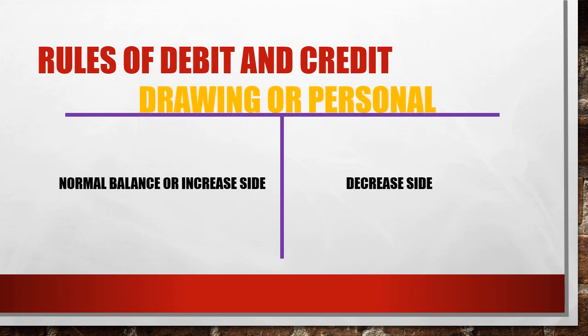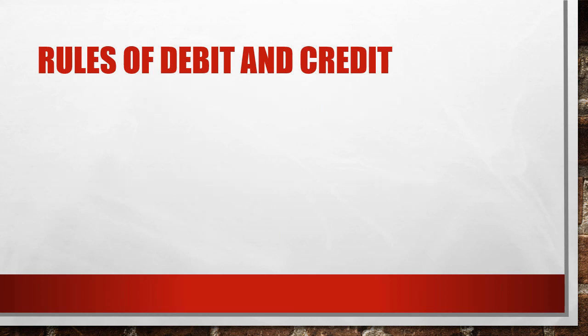So your drawing or your personal. So this talks about the withdrawal. Normal balance, although this is an equity, but take note, this would reduce your equity. Normal balance of drawing or personal account is debit. It would increase if you will debit it, while if you would decrease your withdrawal, you need to credit it.